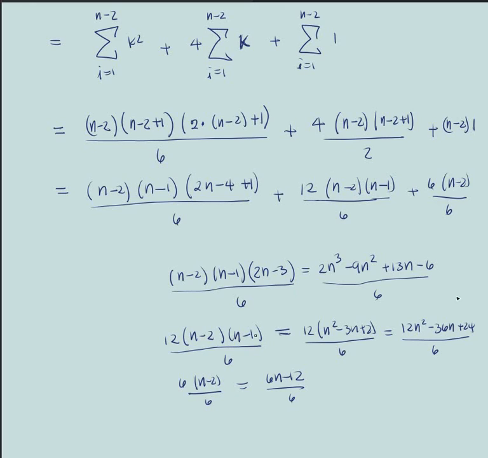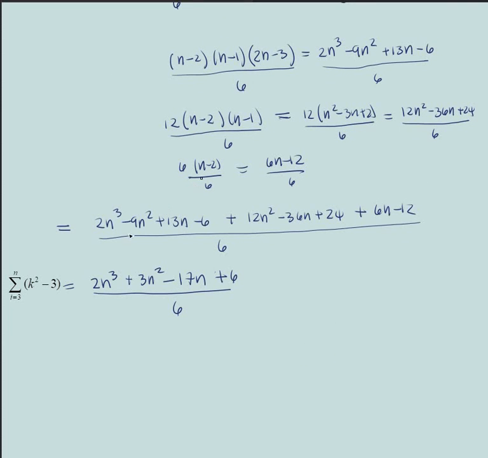This one is here, the last one is here, and now I'm going to substitute back in the equation. And look what I did. I put back in the equation each of these, representing the k squared, k, and constant terms. And after regrouping the numbers, I got 2n cubed plus 3n squared minus 17n, all over 6, which is equal to the original equation.